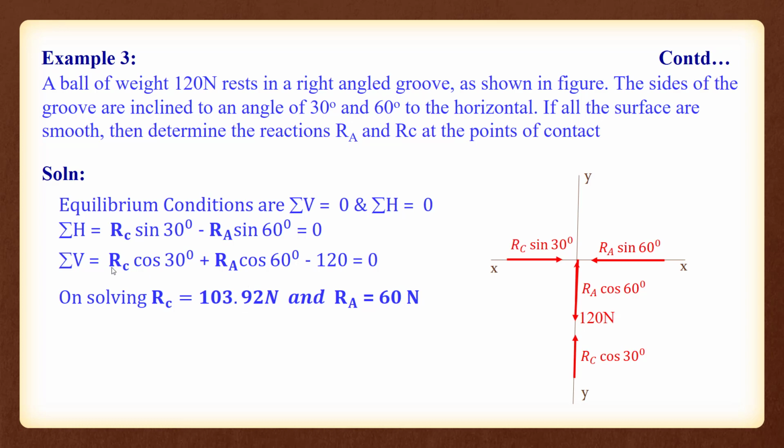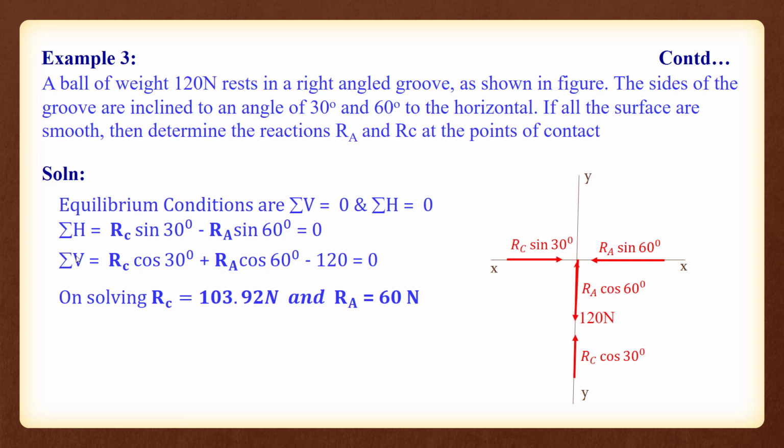So first we will write sigma H equal to 0. What is sigma H? Algebraic sum of all the horizontal forces. So we have two horizontal forces here. One is acting towards left and the other one is acting towards right. So we need to apply the sign convention, and as per our sign convention, the forces acting towards right will be taken as positive and forces acting towards left will be taken as negative. So here RC sin 30 will be positive and RA sin 60 will be negative. So RC sin 30 minus RA sin 60 is equal to 0. That is our first equation.